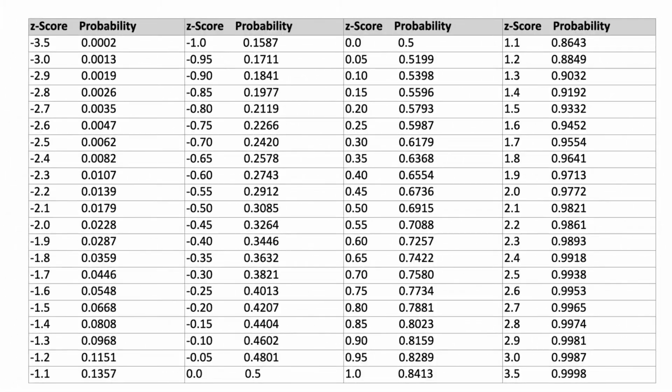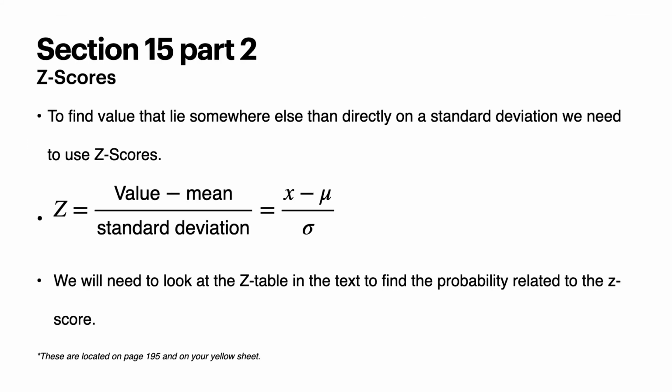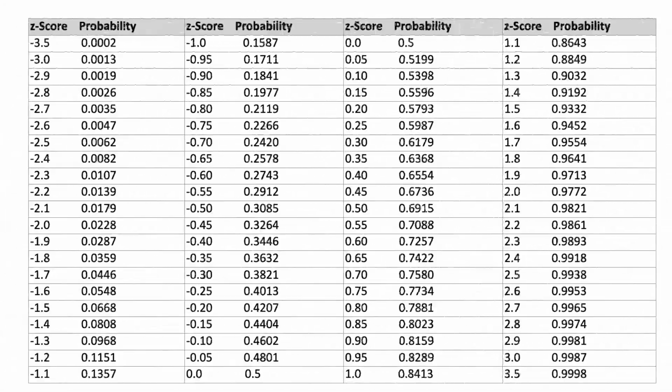So this is the table. I should go back. On page 195 in my textbook, this is where the table is coming from. Okay, it's also on the back of your yellow sheet. You will also see this table on the back of your yellow sheet from conversions, right? So this is the table that I'm referring to.